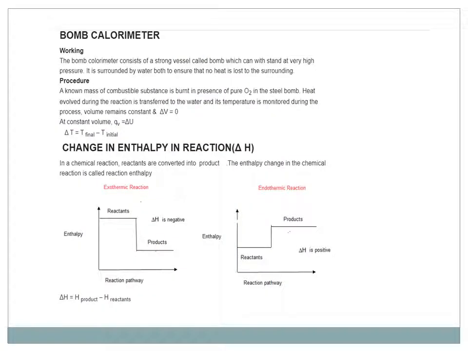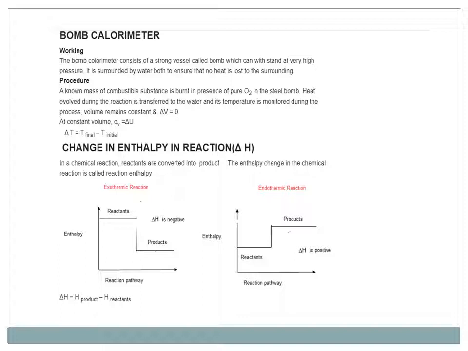Bomb calorimeter. The bomb calorimeter consists of a strong vessel called a bomb, which can withstand very high pressure. It is surrounded by water to ensure that no heat is lost to the surroundings. A known mass of combustible substance is burnt in the presence of pure dioxygen in the steel bomb. Heat evolved during the reaction is transferred to the water and its temperature is monitored during the process.